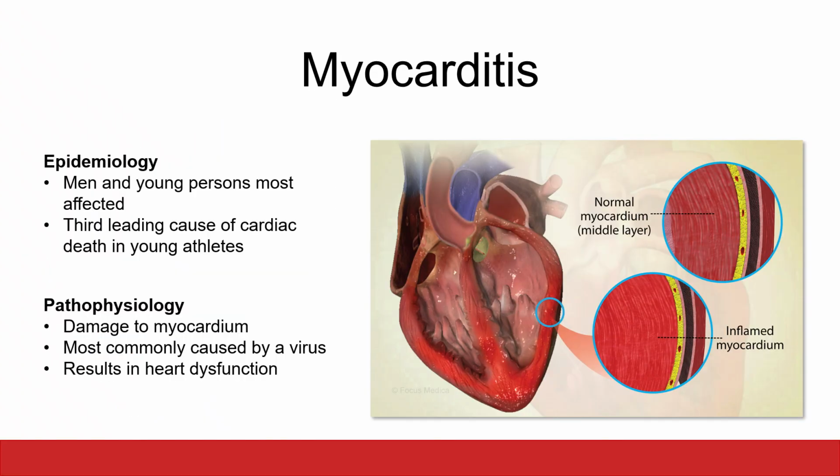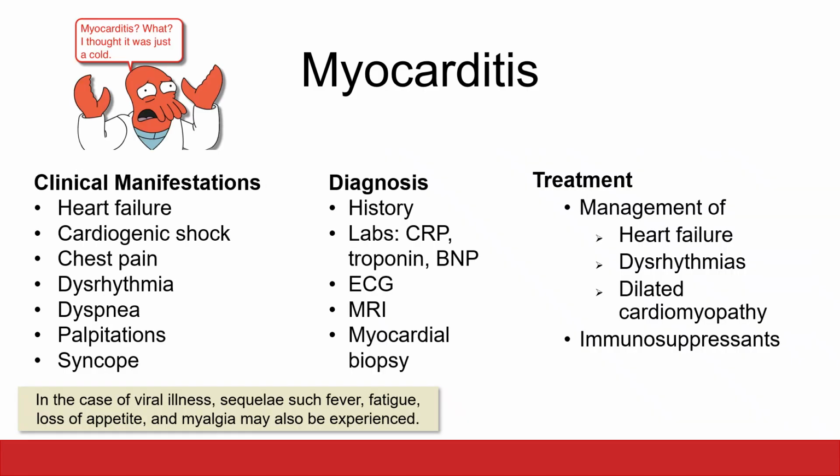Next is myocarditis. So now we're talking about the myocardium, which is the muscle part of the heart. This is most common in males and young persons. It's the third leading cause of death in young athletes. So this is damage to the myocardium. It's usually caused by a virus, and it results in major heart dysfunction. So signs and symptoms: heart failure, cardiogenic shock, chest pain, dysrhythmia, dyspnea, palpitations, syncope.